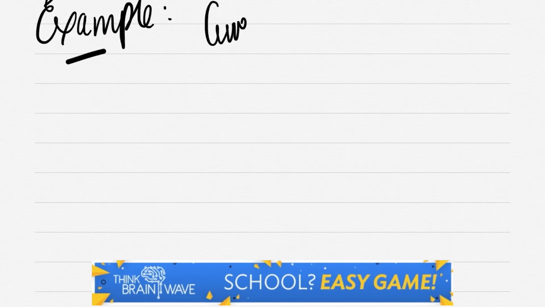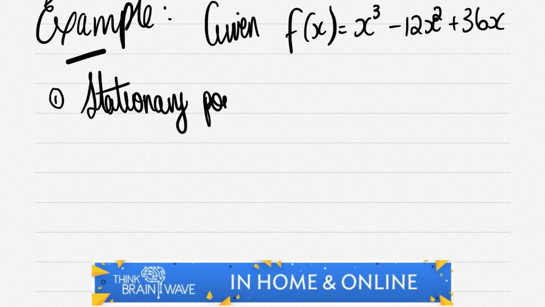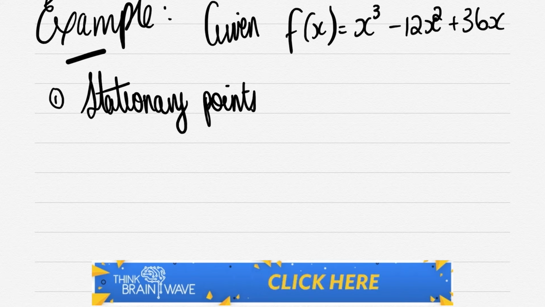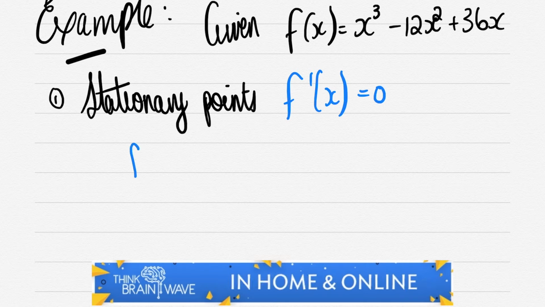In this video, we'll be doing an example. Given the function f of x is equal to x cubed minus 12x squared plus 36x, let's find the... So let's take the first derivative of f(x) and let's equal it to 0. That's how one finds the stationary points.